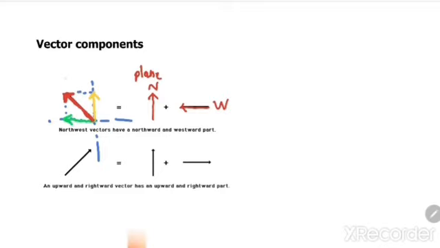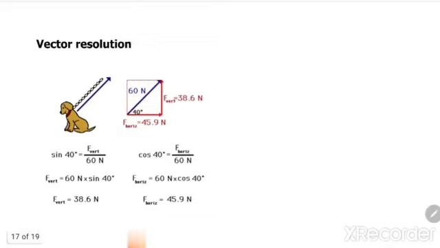Another example, if you're given this vector, you know that it has a component on the x-axis and a component on the y-axis. That's the next problem we'll discuss. What if I'm only given the resultant? How will I determine the x component and the y component?